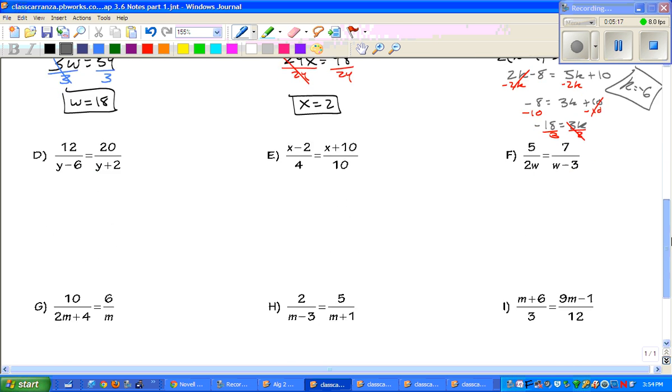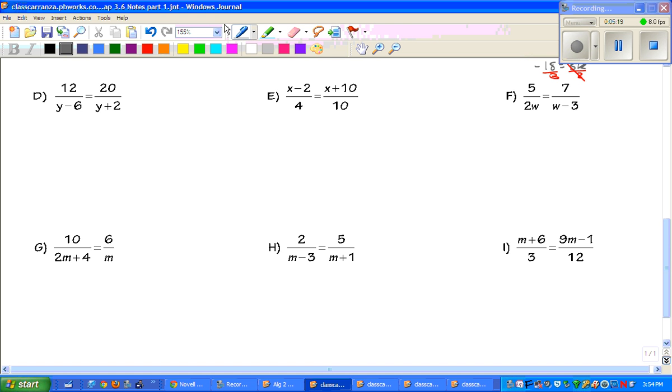Okay, so let's go ahead. Whenever you see these, I'm going to put parentheses around them. Multiply 12 times y plus 2 equals 20 times y minus 6. Okay, multiply that out. 20y minus 120. You need to draw the line down both sides so you can see the two different sides.